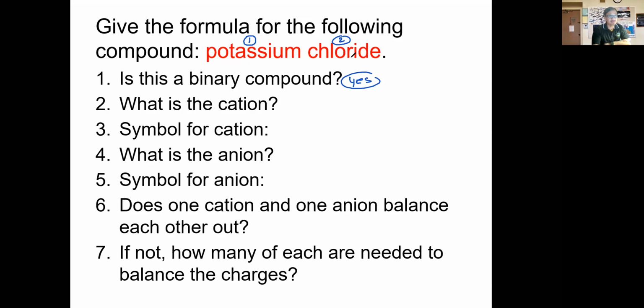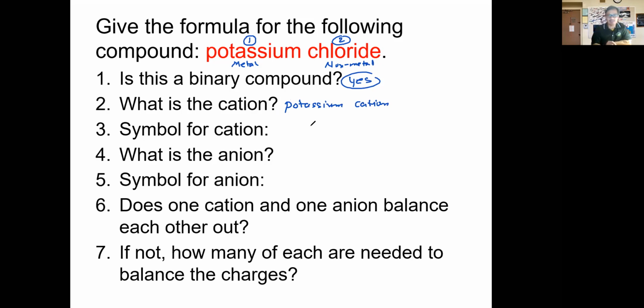Hopefully you recognize that potassium is a metal, and chlorine is a non-metal. So yes, this is an ionic compound, which means we should be able to identify the cation. What makes things simple here is that the order they write the name in is also the order they write the formula in, which always starts with the cation followed by the anion. The cation here is potassium, the potassium ion, or the potassium cation. Once you identify that, we can write out the symbol.